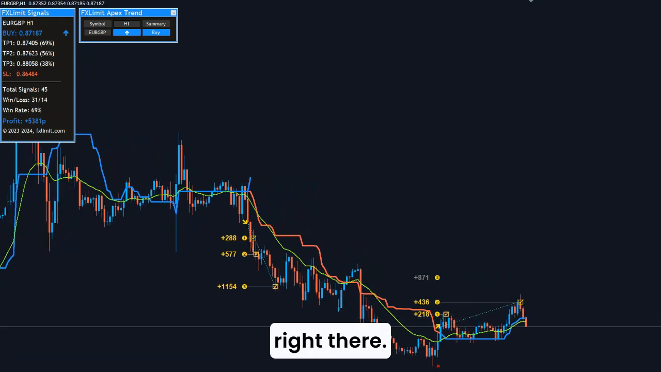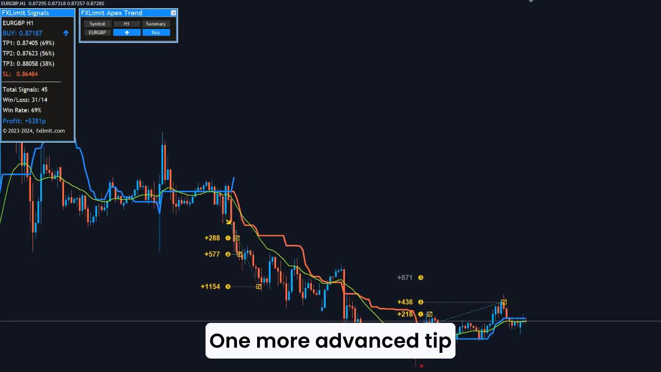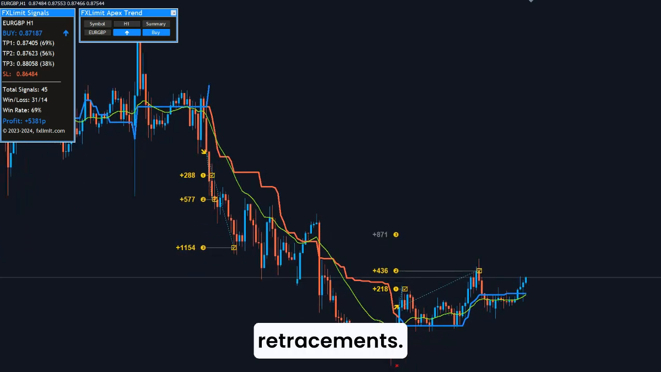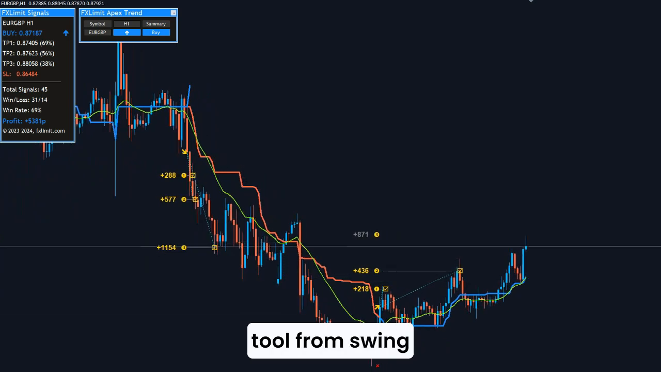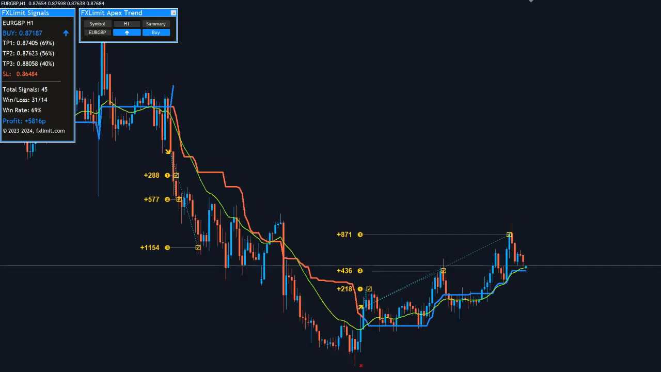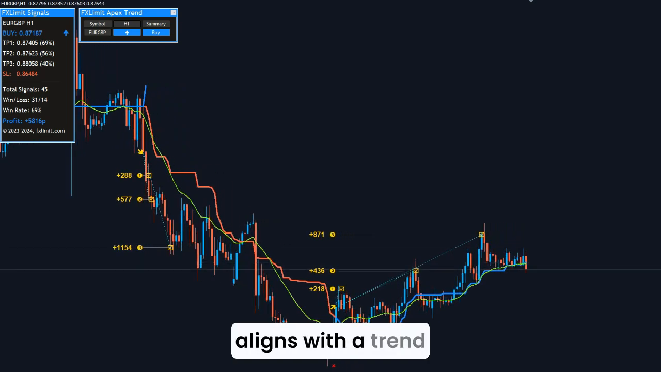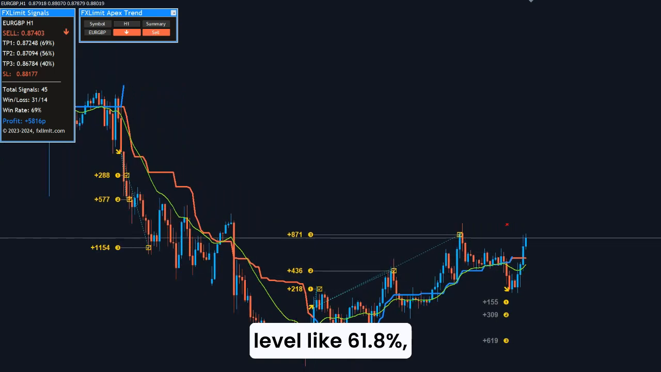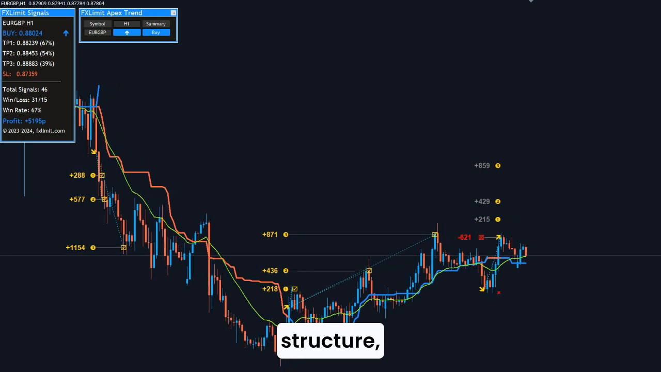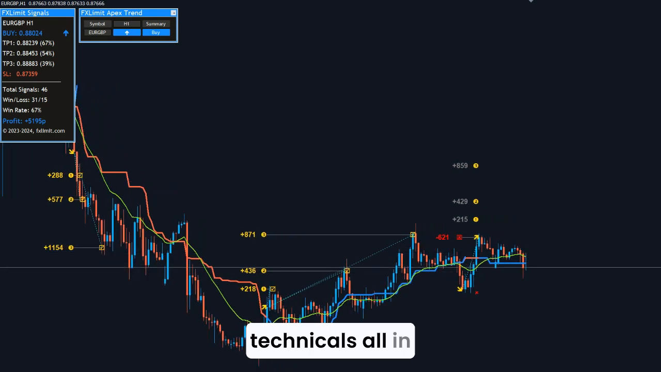One more advanced tip: combine trend lines with Fibonacci retracements. Draw your trend line, then use the Fib tool from swing low to swing high in an uptrend. If the retracement aligns with a trend line and a key Fib level, like 61.8%, that's a triple confirmation: structure, psychology, and technicals all in one.